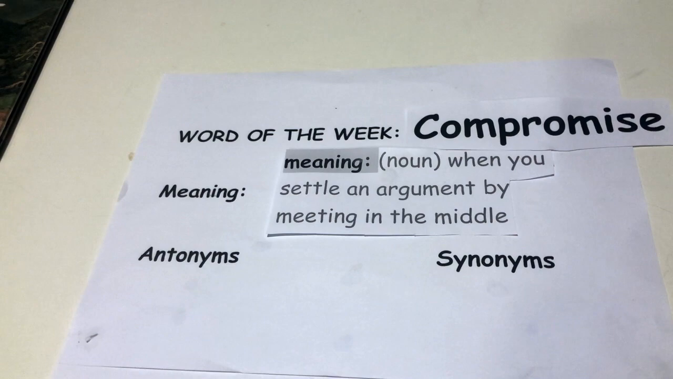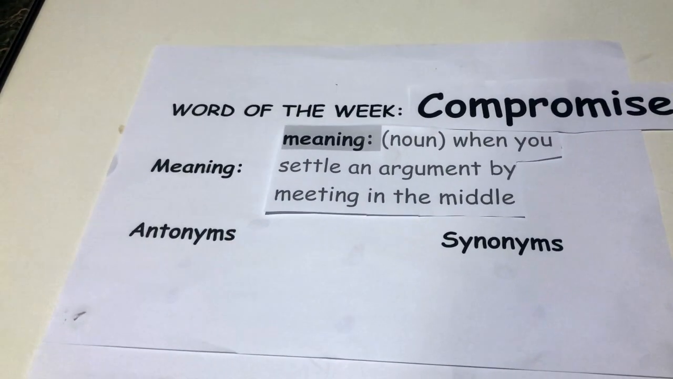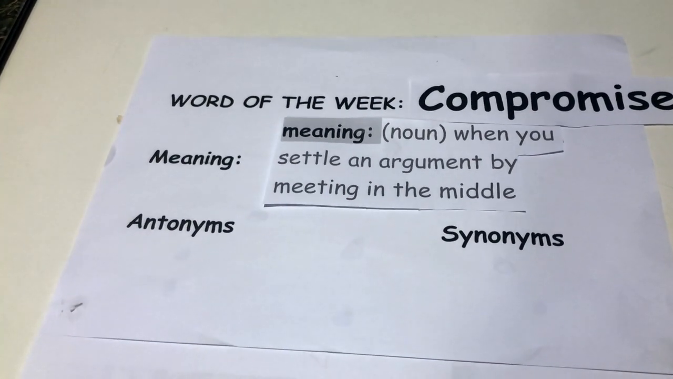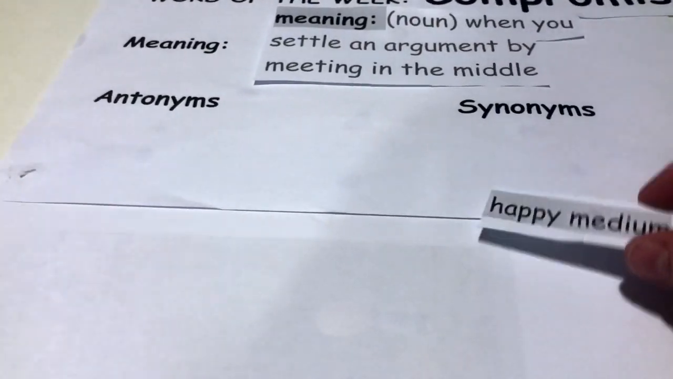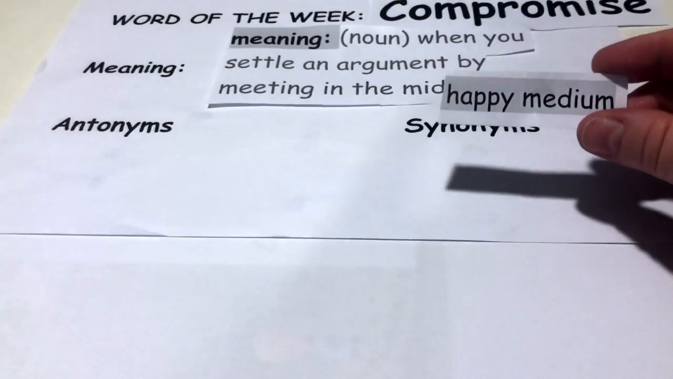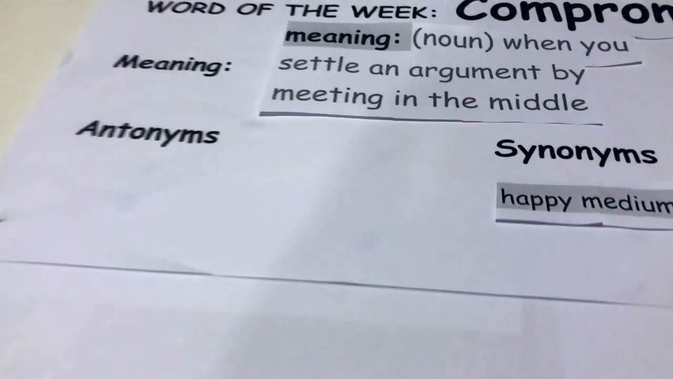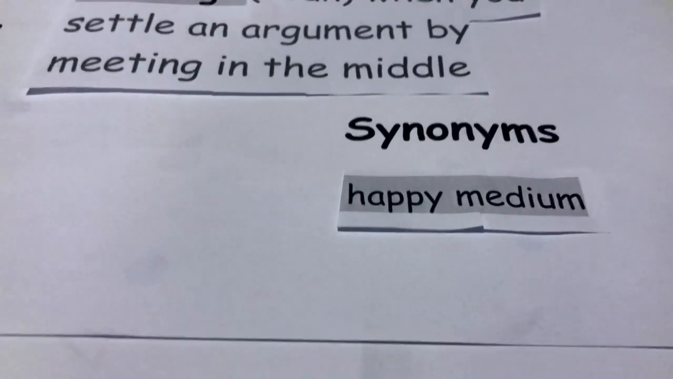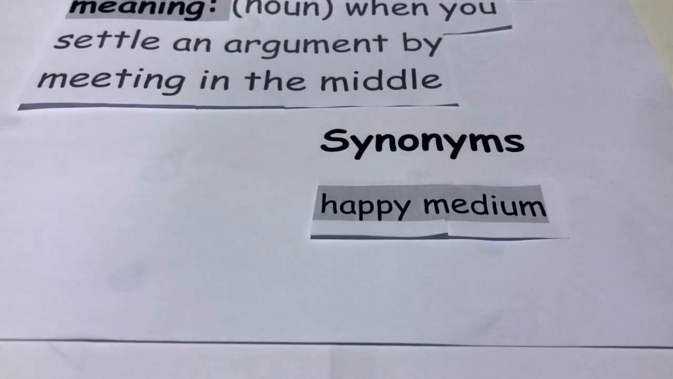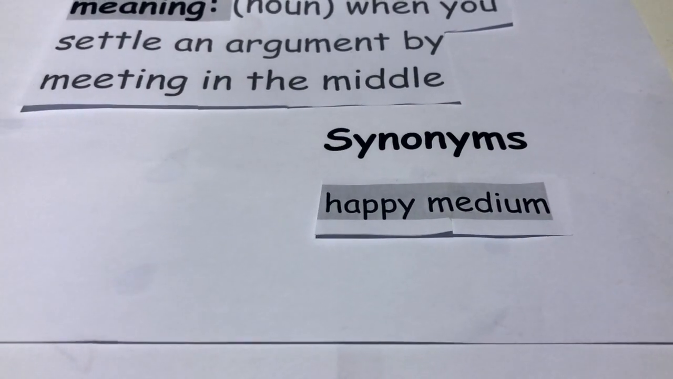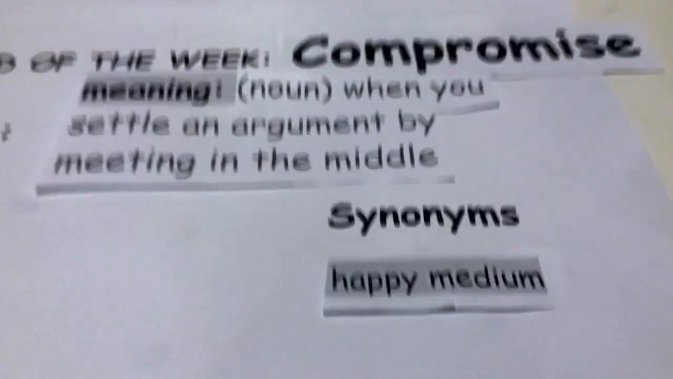So I've got some words that mean the same, some words that are synonyms, and some words that are antonyms. So I'm going to start with happy medium. Now, some of our words can actually be phrases like this. For example, happy medium. Now this again means meeting in the middle, so it's one of the synonyms. You might say, we both wanted different bedtimes, but we reached a happy medium and decided that Jamie could go to bed at 7:30. I really wanted him to go to bed at 7 and he wanted to go to bed at 8, but we reached a happy medium. We met in the middle.